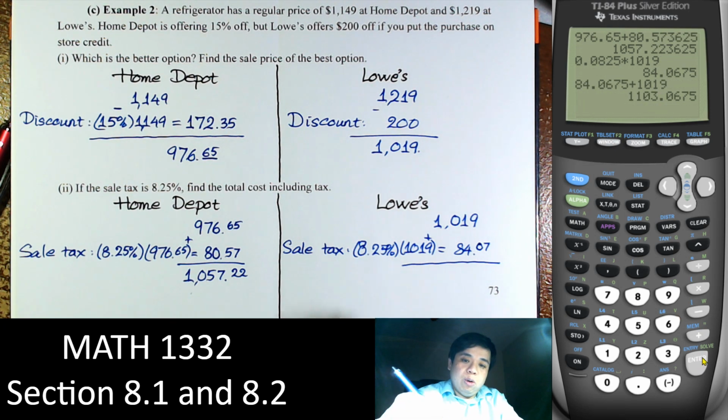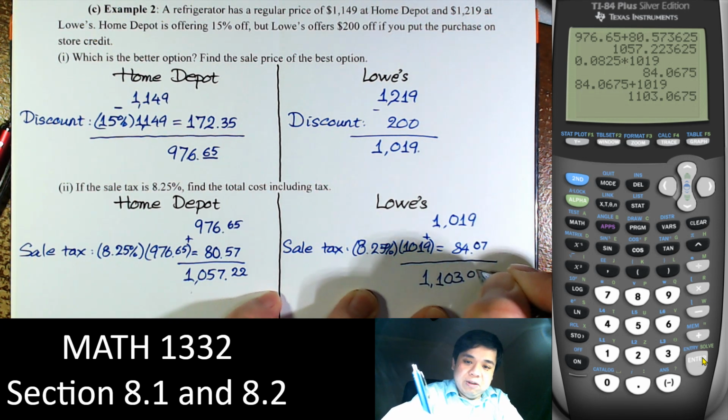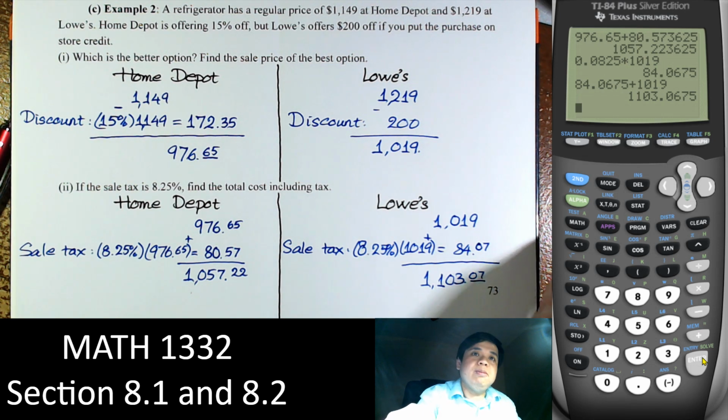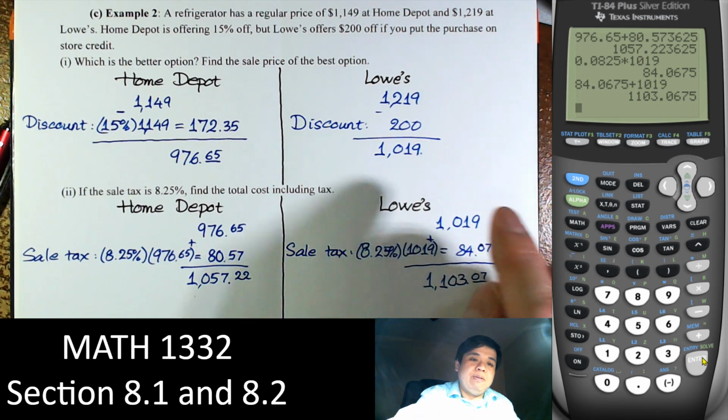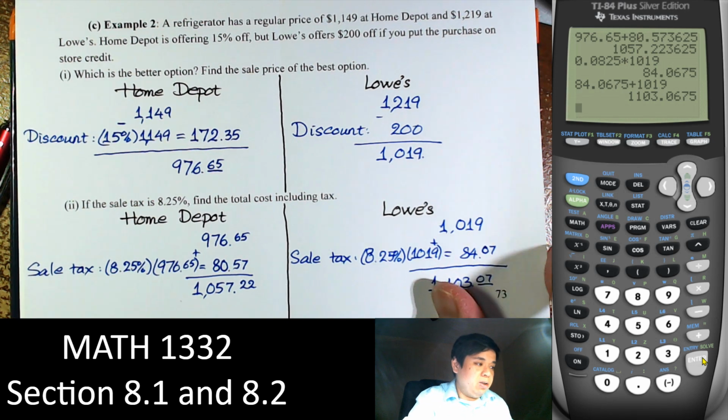So we have $1,103.87 and 0.7 cents. Right, so simple as that. So we have discount is the percent decrease and sales tax is the percent increase.